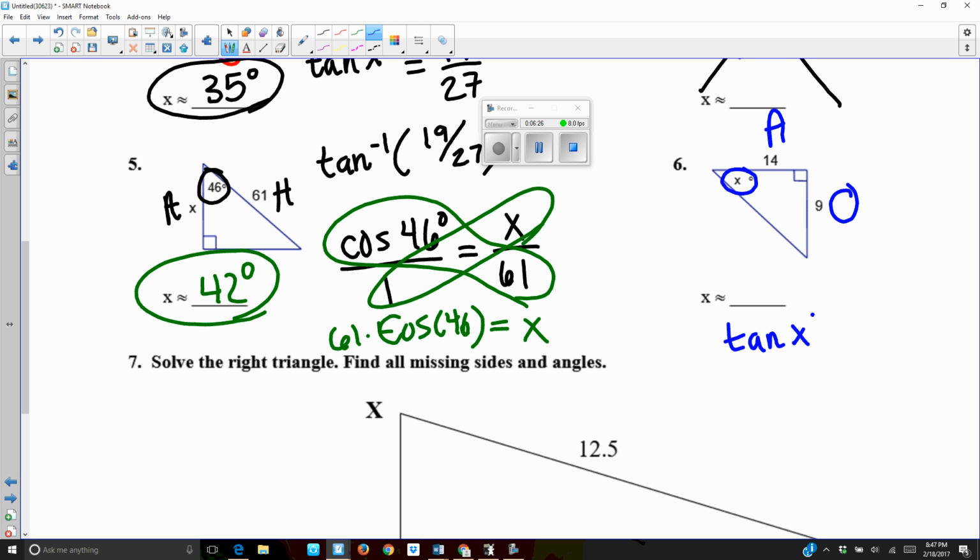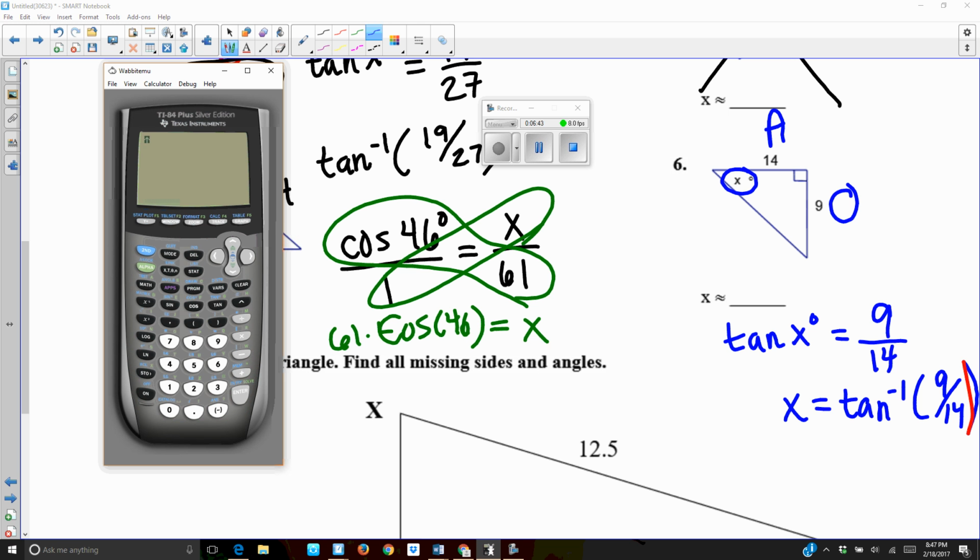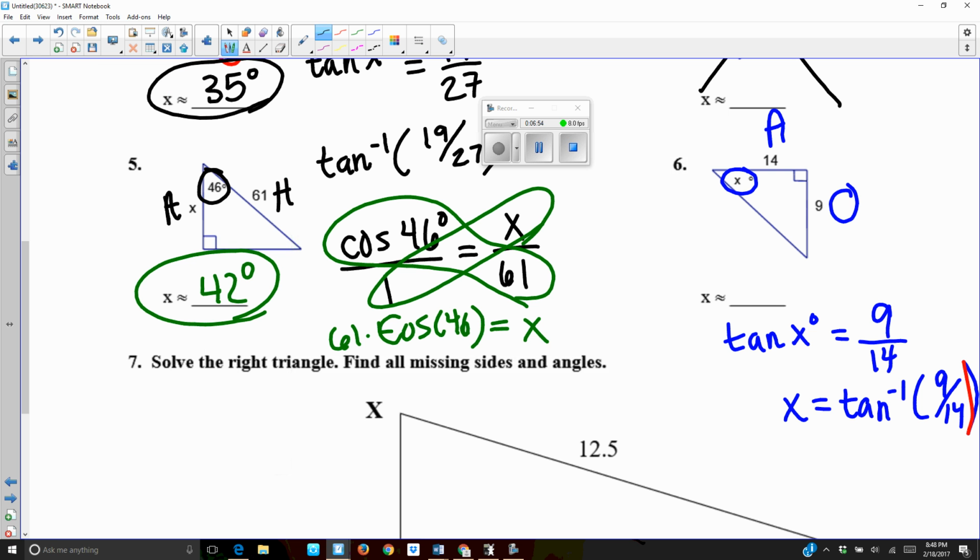So tangent of x equals opposite over adjacent, which means x is going to equal second tangent of 9 divided by 14. Round it up: 32.7 rounds up, so 33 degrees.